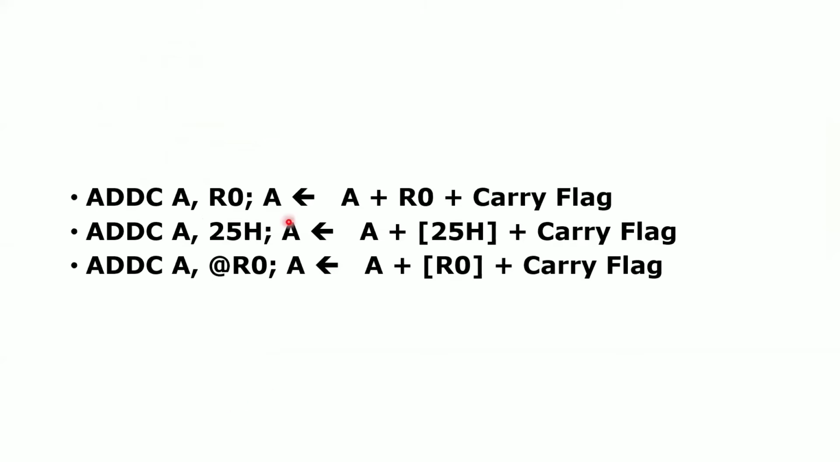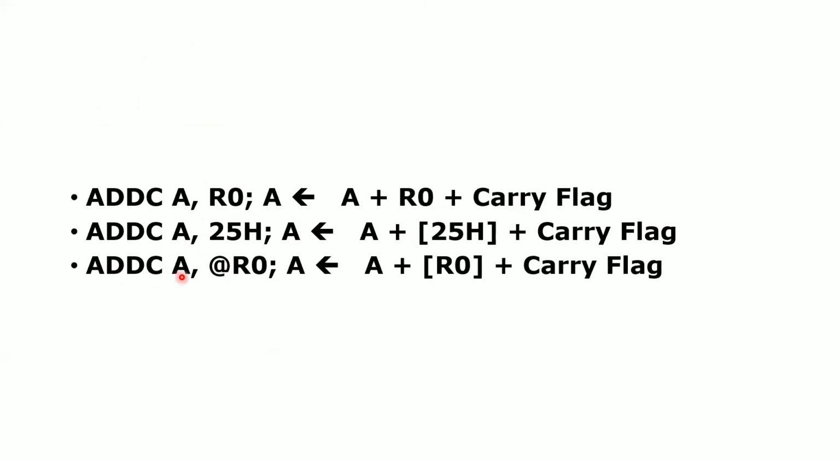So ADDC A, R0 means we put the data in the register and add that one along with carry. And the next instruction is ADDC A, 25H. What is 25H? This is nothing but your address. So go to that address and get that value, add with A along with the carry flag. Okay, store the result in the A register.